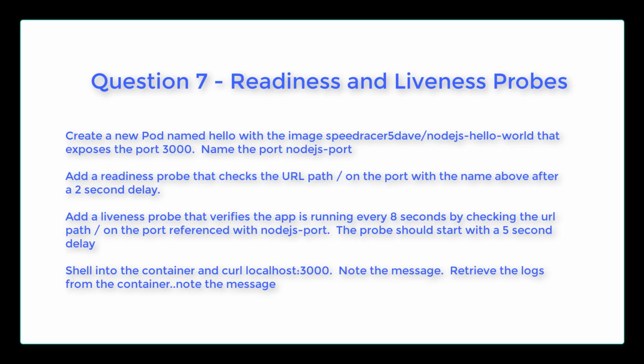Question 7, readiness and liveness probes. Create a new pod named Hello with the image SpeedRacer5Dave/NODEJS-Hello World that exposes the port 3000. Name the port NODEJS-Port. Add a readiness probe that checks the URL path on the port with the name above after a 2-second delay. Add a liveness probe that verifies the app is running every 8 seconds by checking the URL path on the port referenced with the NODEJS-Port. The probe should start with a 5-second delay. Shell into the container and curl localhost 3000, note the message. Retrieve the logs from the container and note the message.